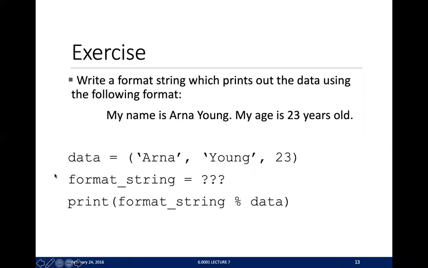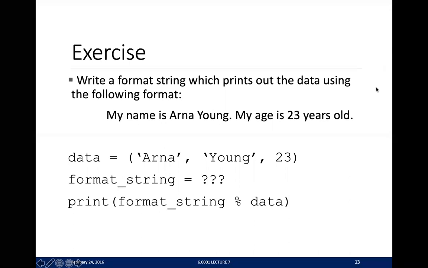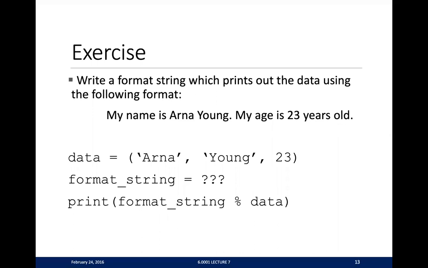Okay, so I asked you the last time to do this exercise. This exercise really covers what we're talking about nicely. So I have the following thing. I want to write "My name is Arna Young" printed on the screen. "My age is 23 years old." Okay. So I'm going to define two things, two variables. One is the format string and one is the data.